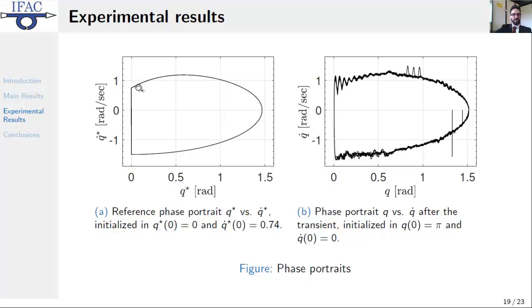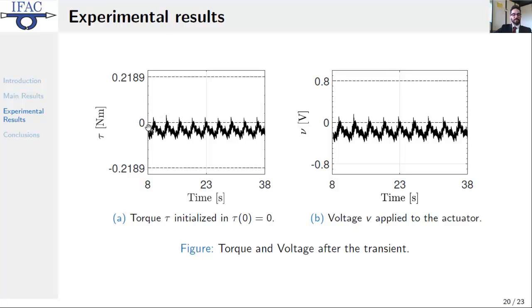As you can see here in this figure, this is the velocity versus position phase plane. And in this figure here, we show the phase portrait after the transient, where the position of the pendulum is initialized at the downward position equal to pi radians, and its velocity equals 0, it's stopped. The torque generated by the motor is given in this figure, where we show here saturation limits. And in this figure, we show our control input voltage, which is inside the saturation area. It means maximum value 0.8, minimum value minus 0.8. We would like to show next a video of this experiment.